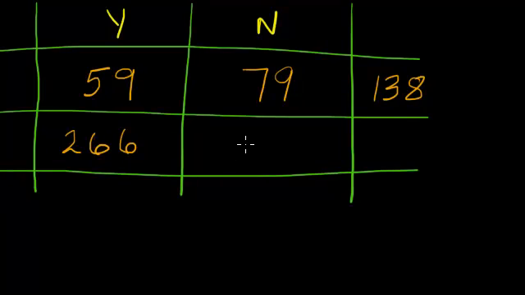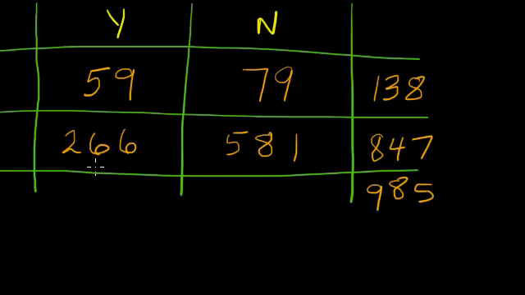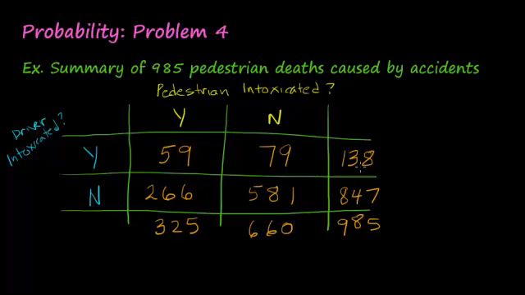And when neither one of them were intoxicated, 581. So this row sums to 847. So our total here, 985. Let's get our column totals here. So this would be 325, and this one would be 660, and this sum is also 985. Of course, those should check. Get the same sum. Okay.